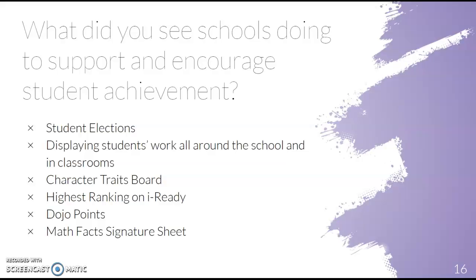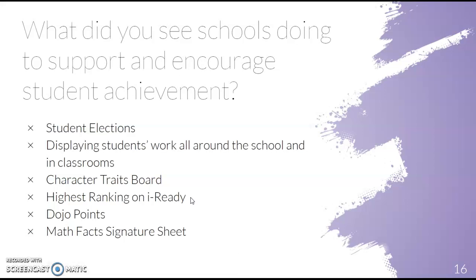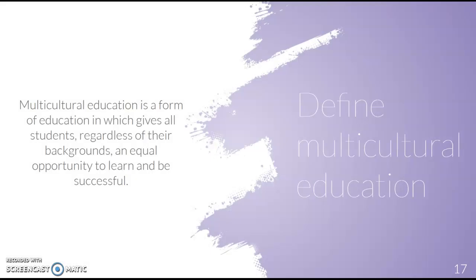To encourage student achievement, there were student elections. Students' work was displayed everywhere. There was a character traits board, Dojo points, and the math fact signature sheet. And on iReady, which is an online thing they do just for fun, whoever did the best that week had their name written on the board, like, oh, look who did really well. But if you didn't do well, then your name wasn't displayed, so there was no shame for the students that didn't do as well.